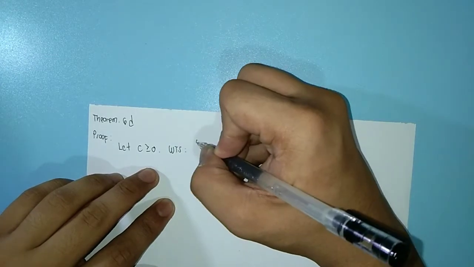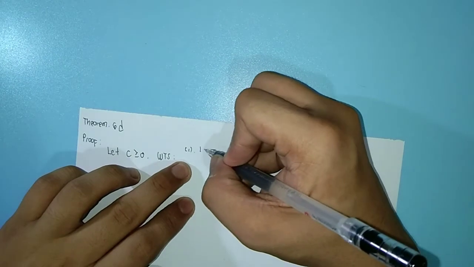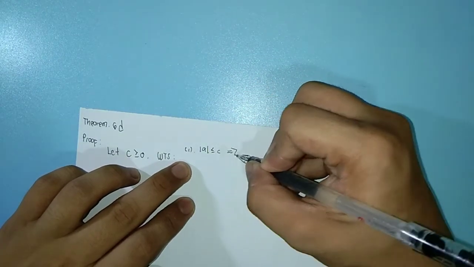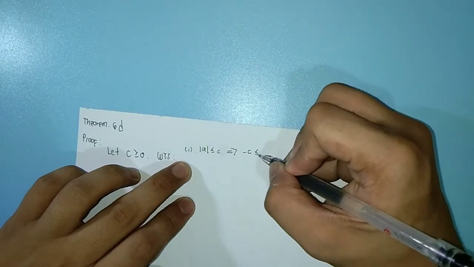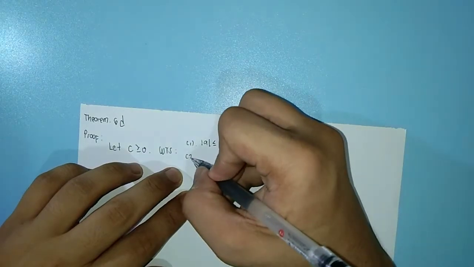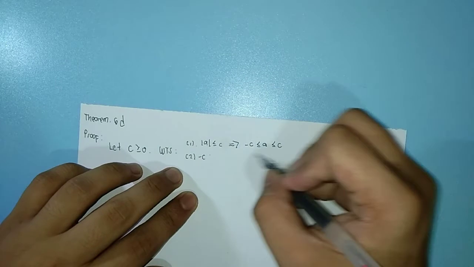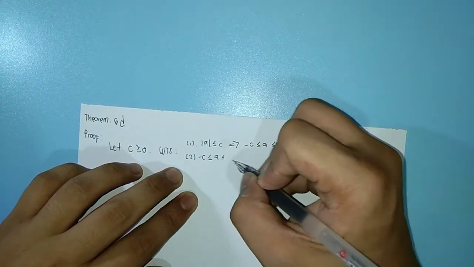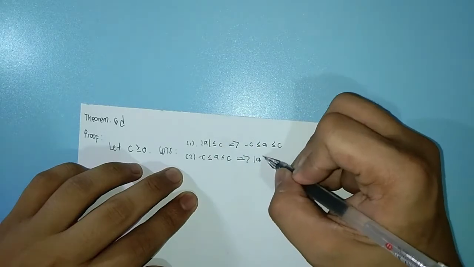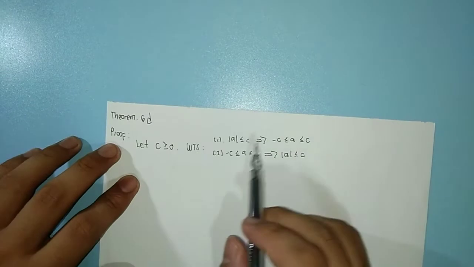So una, i-prove natin na yung absolute value ng a less than or equal to c implies negative c less than or equal to a less than or equal to c. Pangalawa, i-prove natin ito: yung assumption negative c less than or equal to a less than or equal to c, then ang conclusion natin ay ito. Okay, kasi biconditional siya. So dito muna tayo sa una.